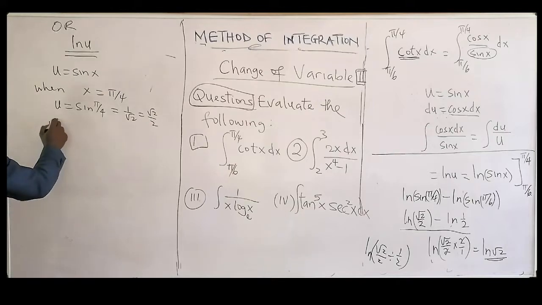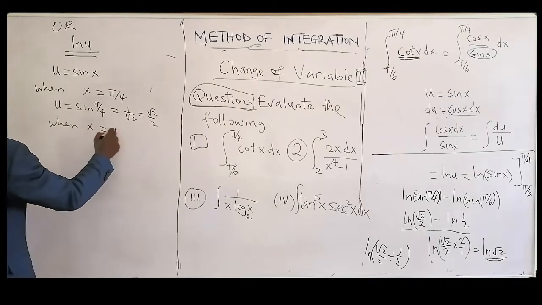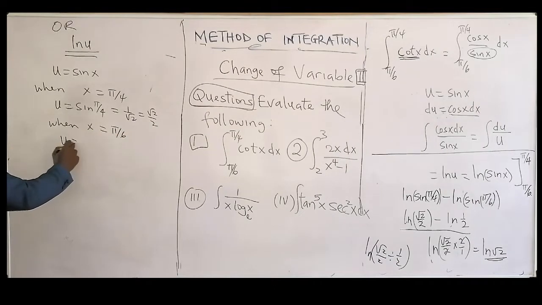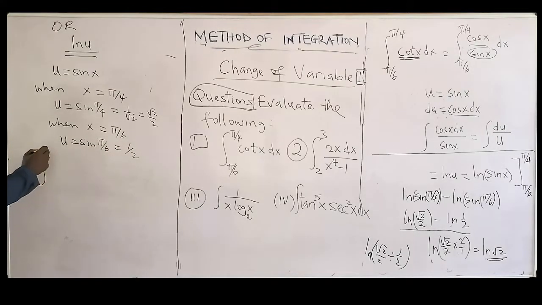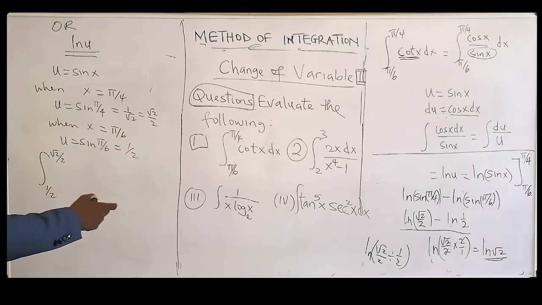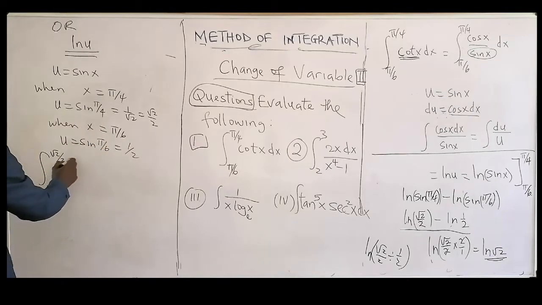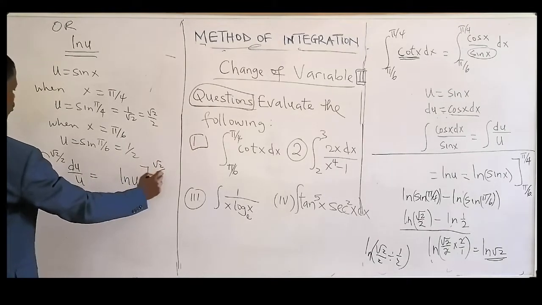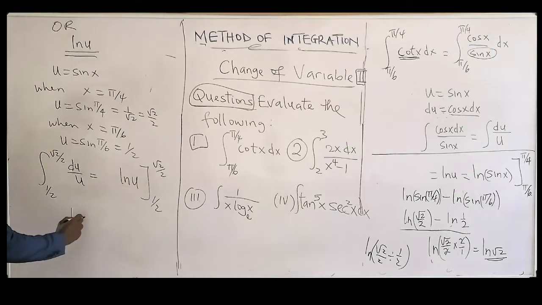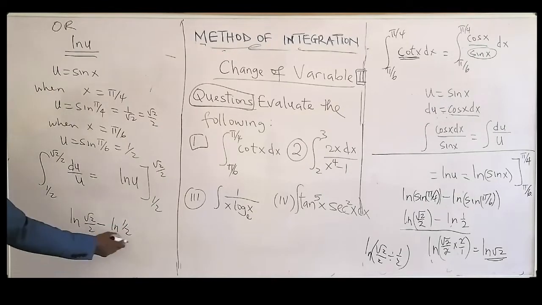When x is pi over 6, u will be sine pi over 6, which is 1 over 2. So in your integral you now change the boundaries: the upper boundary will be root 2 over 2 and the lower will be 1 over 2. Your answer is ln u, since you've already gotten du over u. Then you substitute straight away, and that will be ln root 2 over 2 minus ln half. That's another way you can do it. So go to the next question.